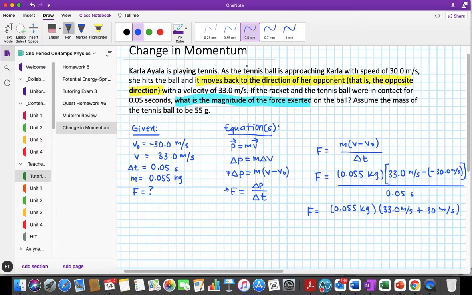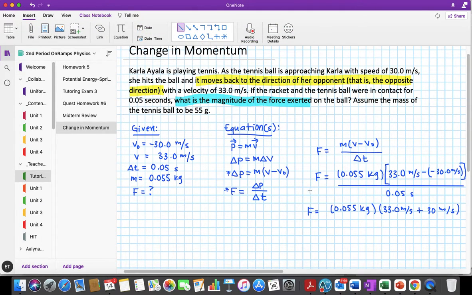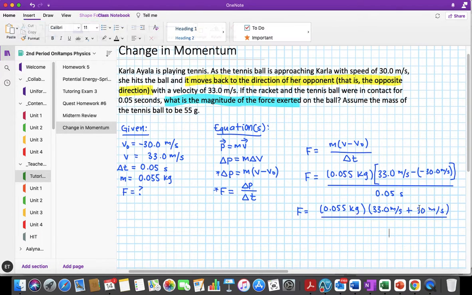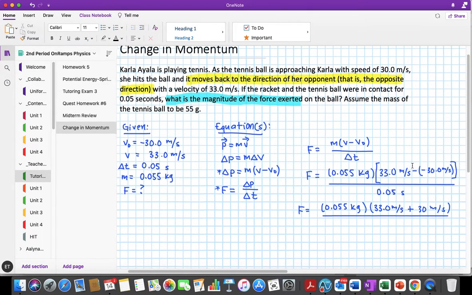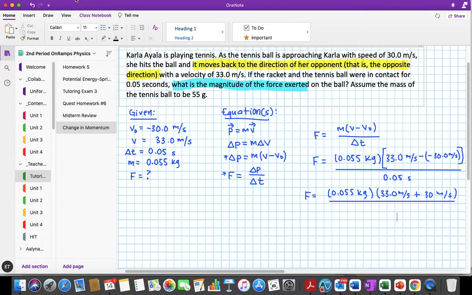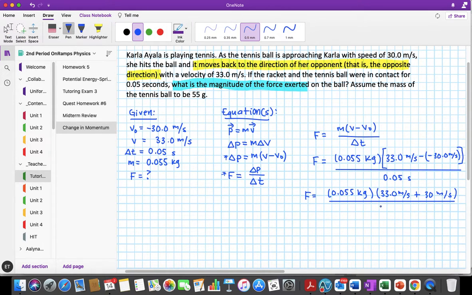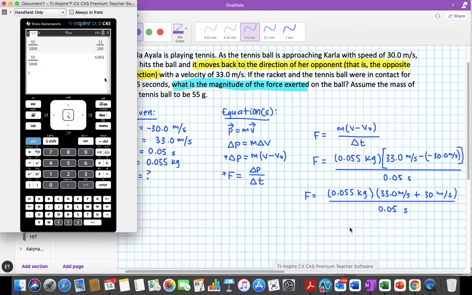I'm telling you guys, if you don't pay attention to this change of direction and you don't show it by means of a negative sign, this is going to be a disaster, because if we forgot about the negative, we'd have 33 minus 30, so we would have a velocity change of 3 meters per second, and no, that's not correct. I know that this is going to be 63. We're still going to show it anyway.